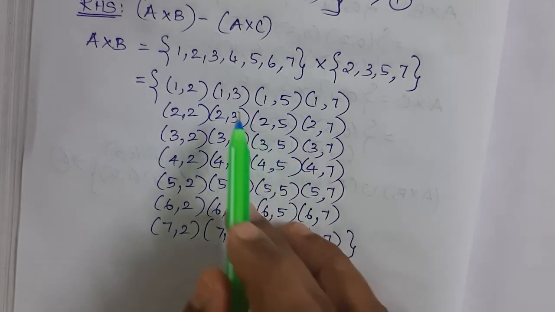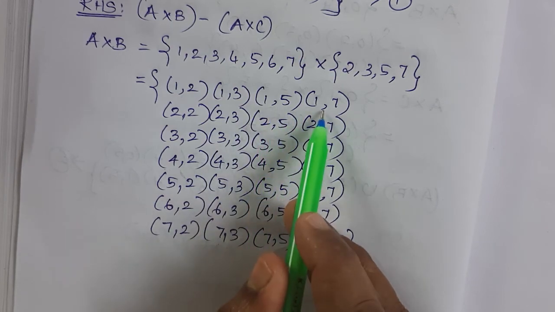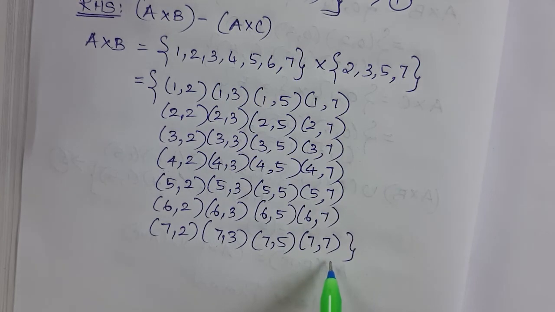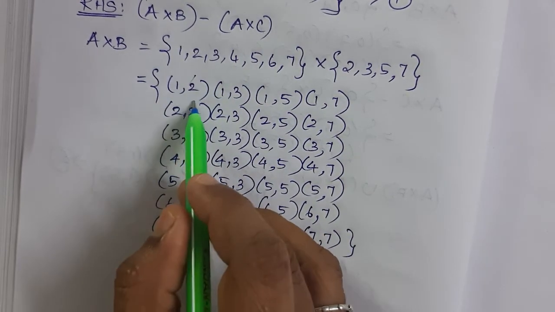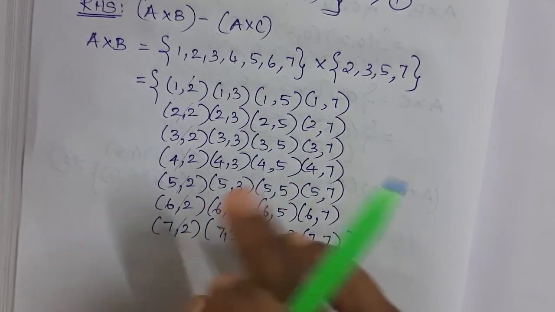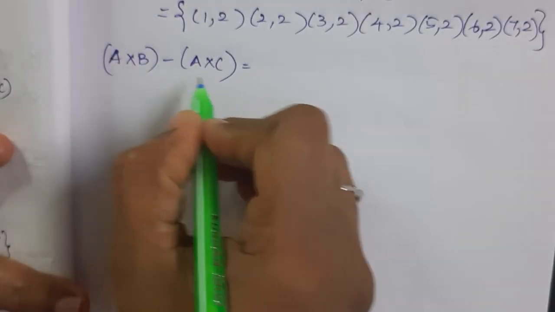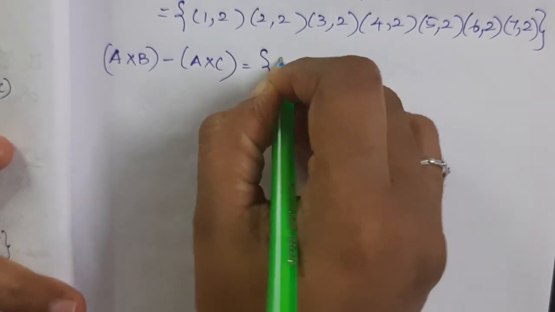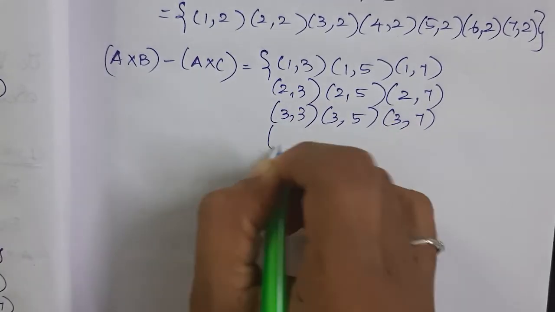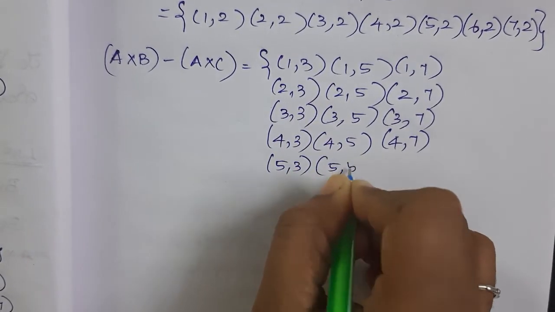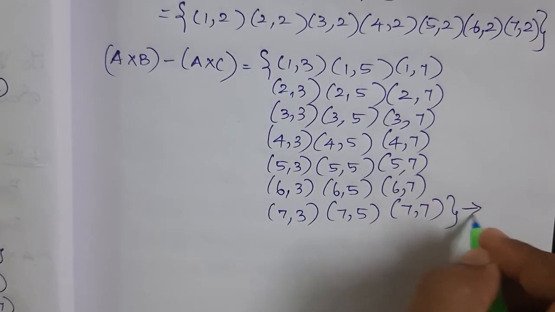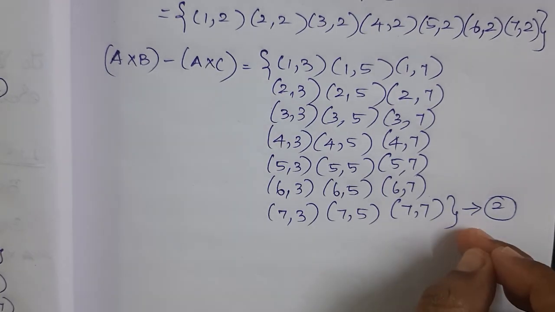The leftover terms will be 1, 3, 1, 5, 1, 7. The same way, starting from 2, 3, 2, 5, 2, 7 till 7, 7. All the pairs with 2 get eliminated because they are in A cross C. So A cross B minus A cross C is equal to the leftover pairs. We have found the right hand side. Name it equation number 2.